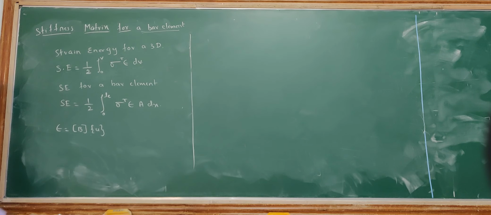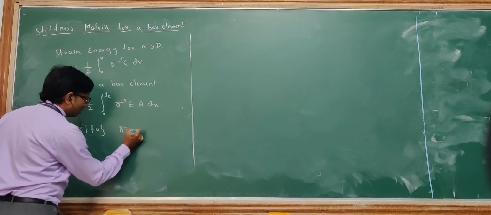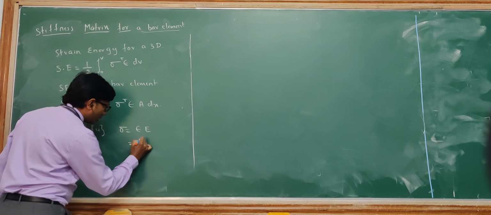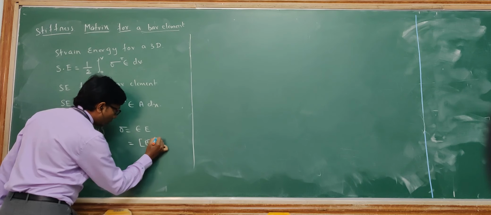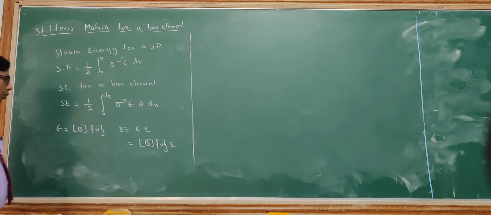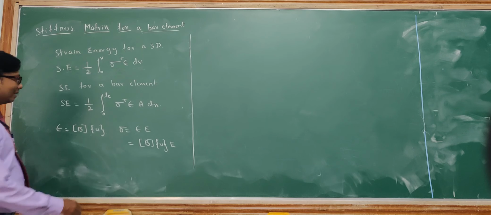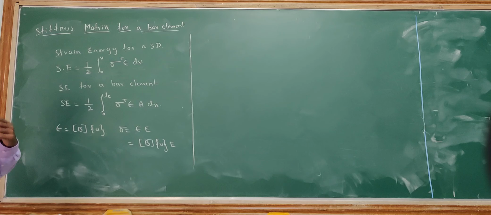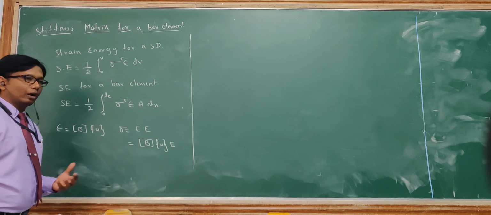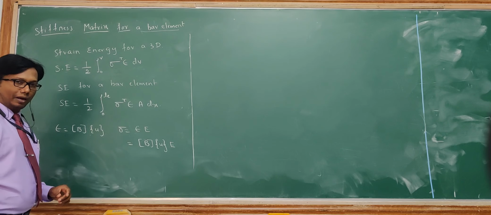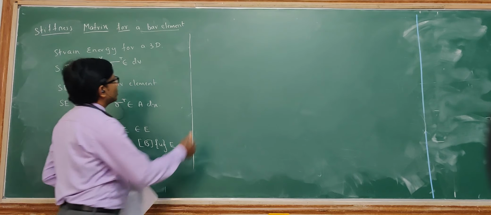Strain is nothing but B into u, and stress is nothing but strain into E, which is B into u into E. Now I'll substitute the same things in this particular equation, because the stiffness we have to find out must be in a matrix form. So we are just converting the normal equation into a matrix equation.